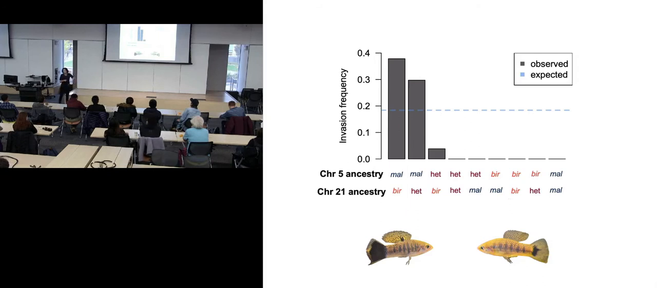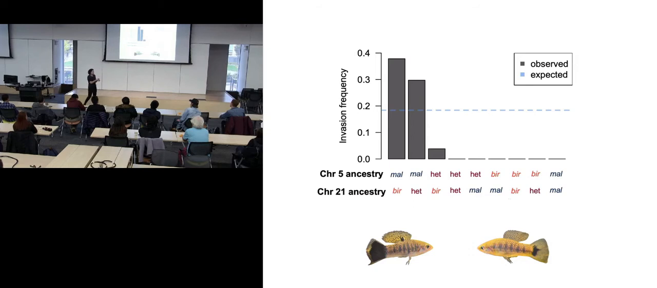If you don't have a spot, you're not going to have melanoma. But at chromosome 5, you have to have at least one Malinche allele. And what's quite interesting is heterozygotes, individuals that have a Malinche and a Birchmeyer allele at this region, have a much lower incidence of melanoma, suggesting that a single Birchmeyer allele is protective against melanoma at this region.